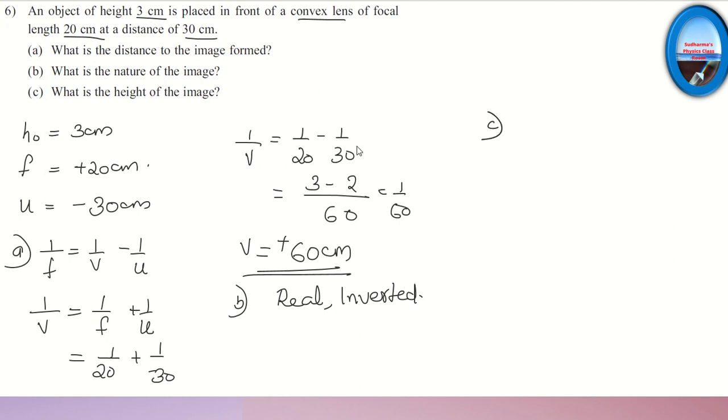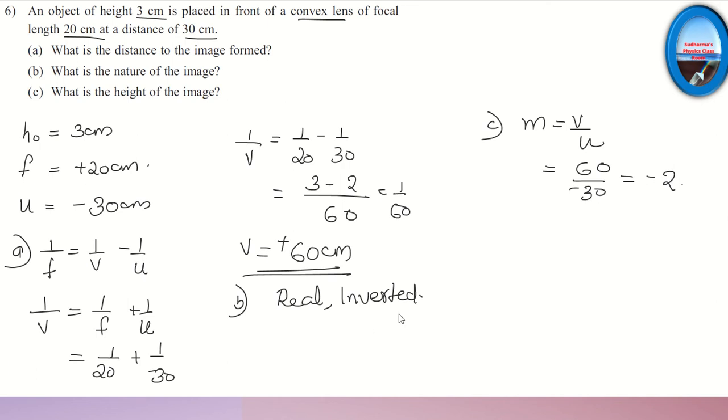Now question C: what is the height of the image? To calculate the height of the image, we need the magnification. Magnification M is equal to v divided by u. What is v? v is equal to 60, u is equal to minus 30. So this is going to be minus 2. Minus 2 means it is real.